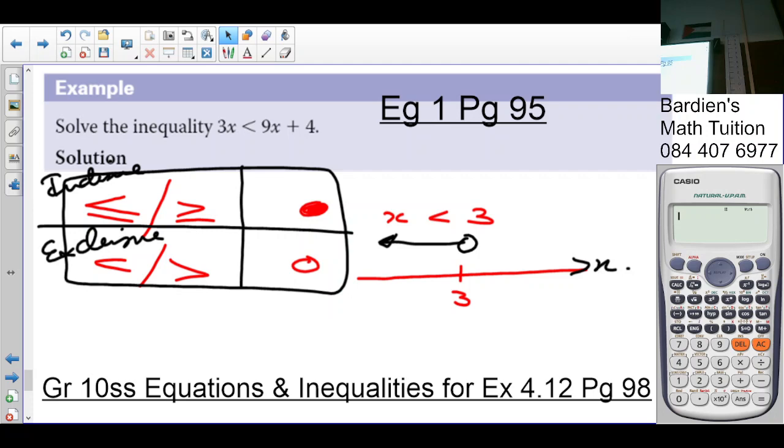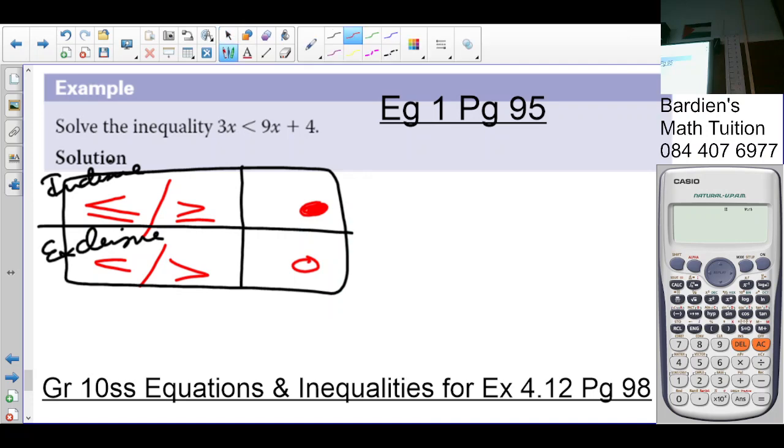Okay, so let's look at the question. Solve the inequality. We got 3x must be less than 9x plus 4. So like we do in a linear equation, what do we do? x is one side, number is the other side. So exactly the same thing we're going to do here. We're going to bring the 9x over the equal sign. So what do we have?